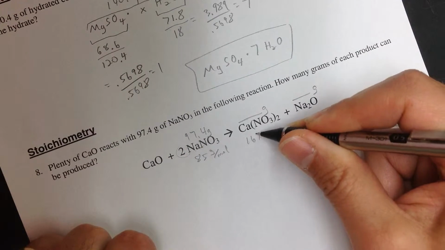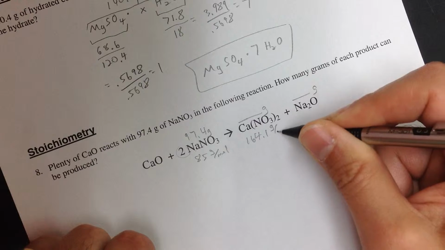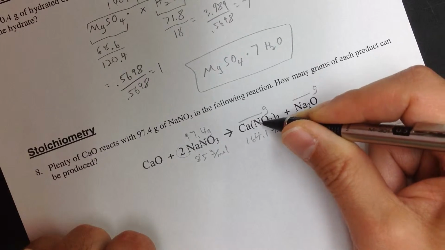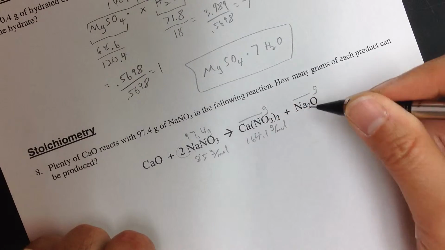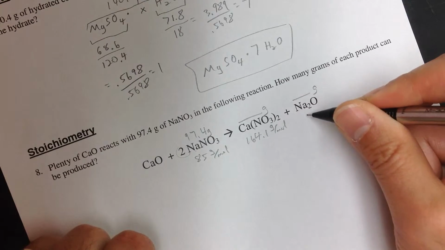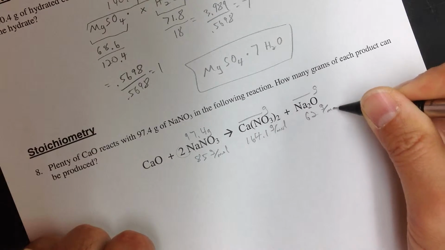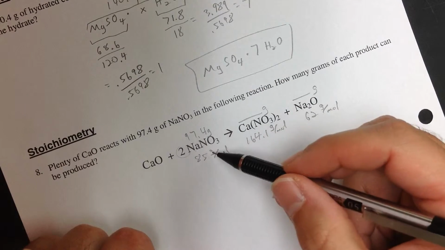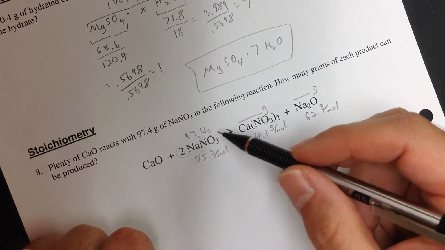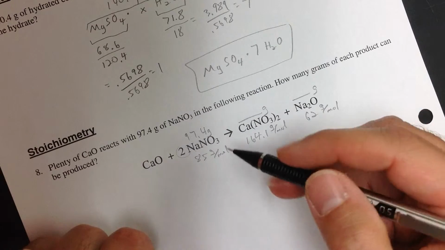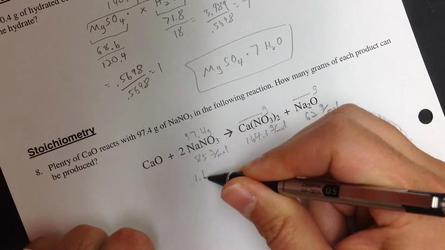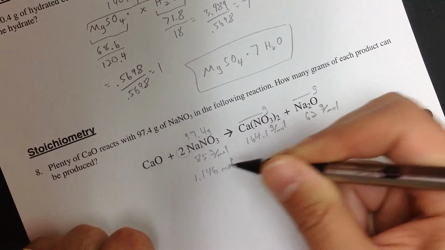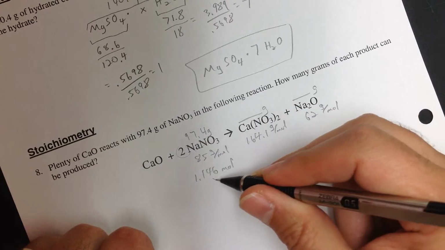Similarly, 164.1 grams per mole. If I add up 6 oxygens, 2 nitrogens, and 1 calcium, 2 sodiums, and an oxygen from the periodic table, 62 grams per mole. Now what I need to do is take my mass, divide by the molar mass. That converts to moles. Grams divided by grams per mole will give me units of moles. And that turns out to be 1.146.